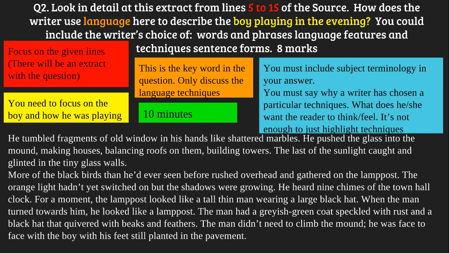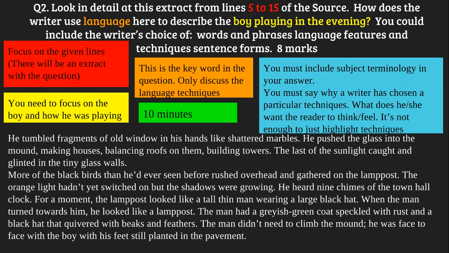The key thing to remember with this question is that you must use subject terminology in your answer. If you don't, you're handicapping yourself massively. You're cutting yourself off there. Use the subject terminology. Don't say words and phrases. If it's a noun, say the noun. If it's a noun phrase, say the noun phrase. Simile, metaphor, say it. Don't just say the word or phrase.